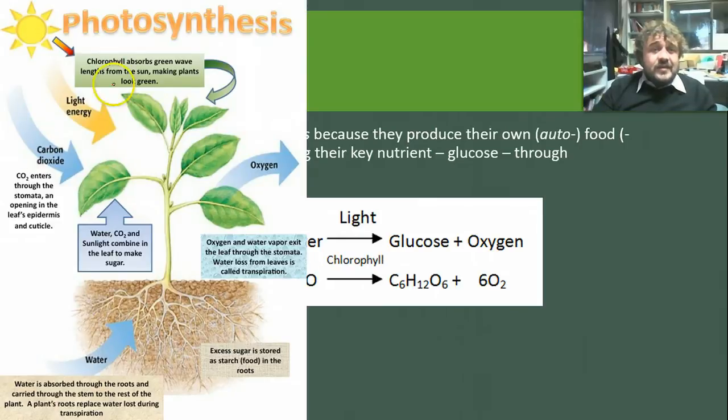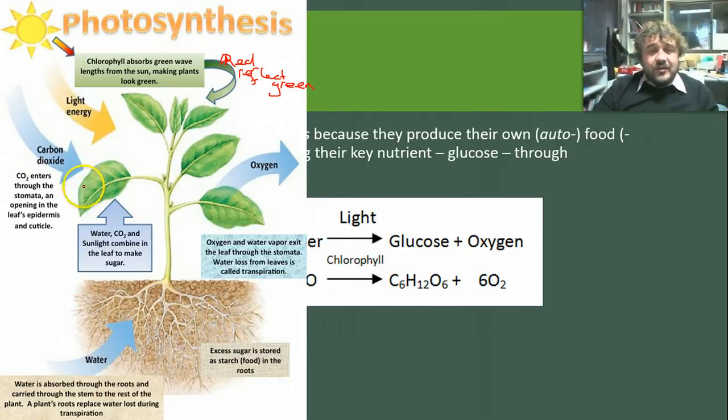So photosynthesis happens here, right? The chlorophyll absorbs green wavelengths of the sun, making the plants look green. That's not true. They actually absorb the red wavelengths. They absorb red and reflect the green. Okay, so they reflect the green, which is why they're green. So they absorb red, reflect green.